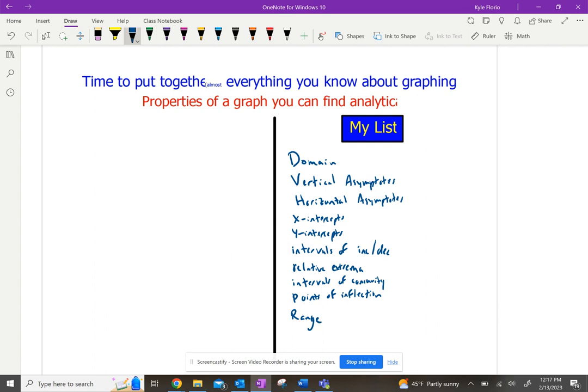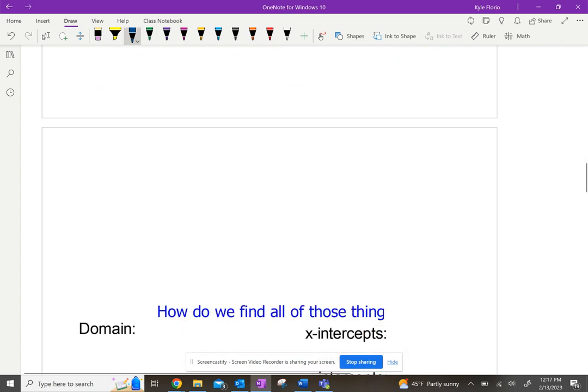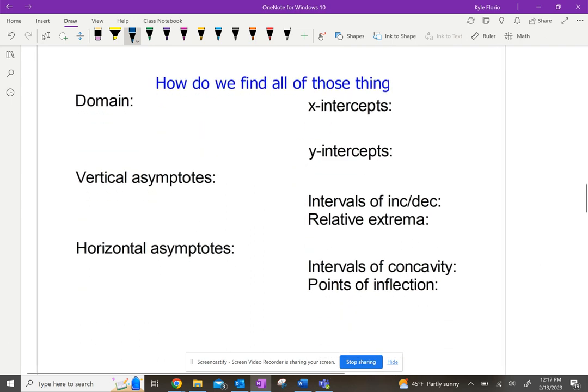So I'm going to give you a function. We're going to try to find out all this information about it so that we can sketch what it might look like. So in general, how do we find these things? The domain: think if we're ever going to divide by 0. Values where you're dividing by 0 are not going to be in the domain.